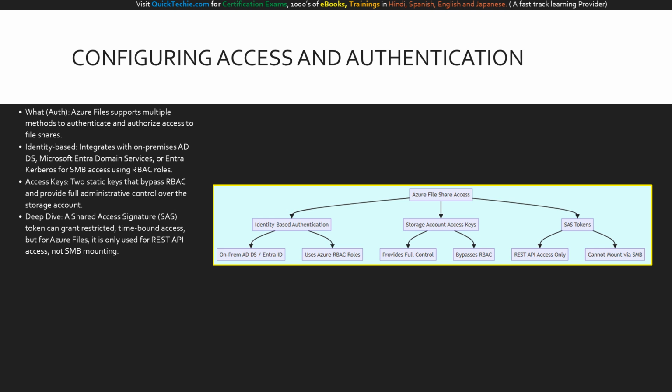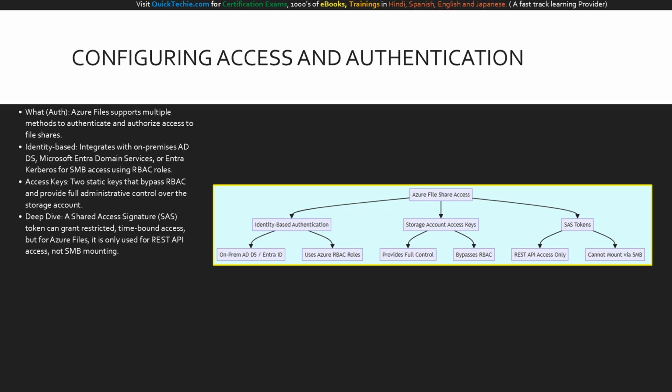The second method uses storage account access keys. Every storage account has 2 access keys. Using an access key provides full, unrestricted control over the file share and bypasses all RBAC restrictions, so they should be heavily guarded. For a deep dive, you might consider using Shared Access Signature, or SAS, tokens for granular control. However, a critical constraint for Azure Files is that SAS tokens are only used to provide REST API access from code. You cannot use a SAS token to mount an SMB file share on a virtual machine.